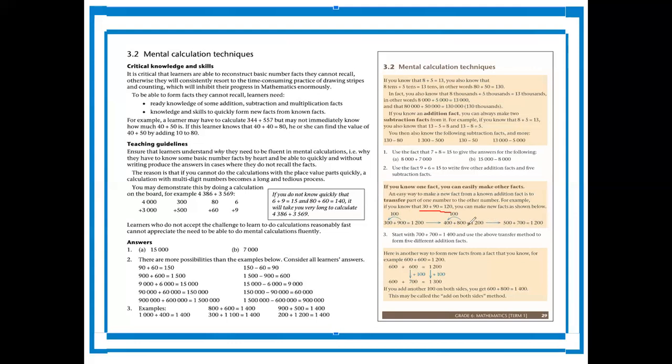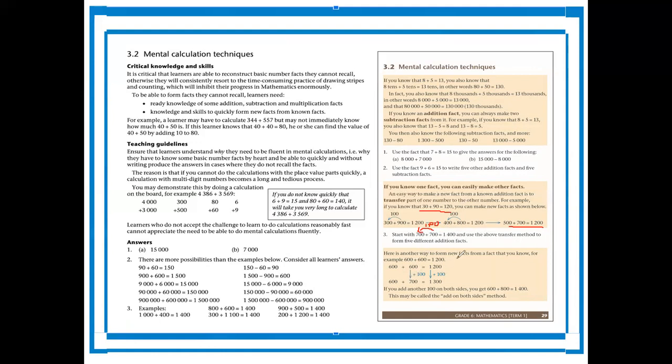And we can do that same thing again. We move 100 from 800 to 400 to make this 700 and this 500. And we get 500 plus 700 is equal to 1,200. So it's very easy to make other addition facts. Start with 700 plus 700 is equal to 1,400 and use the above transfer method to form 5 different addition facts. So you're going to use the method above where you would transfer 100 across. So the first one I'll give you will be 600 plus 800 is equal to 1,400.